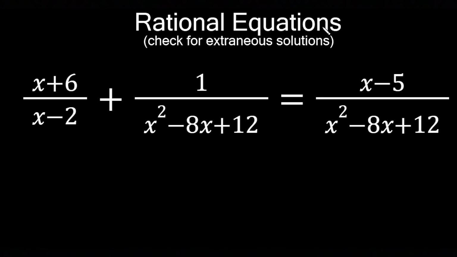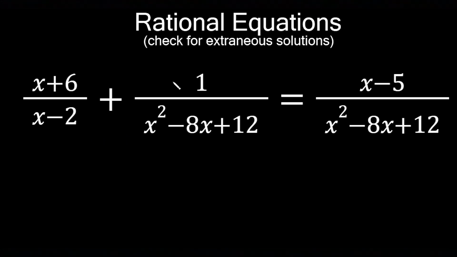Okay, so in this example, we're going to be talking about rational equations and checking for extraneous solutions at the end. So again, we are dealing with a rational equation here, and it's very simple to check for extraneous solutions, and I'll talk about that at the end. But you're simply looking for any solution that is going to make your original equation undefined, meaning you'll have division by zero. And again, we'll talk about that at the end.